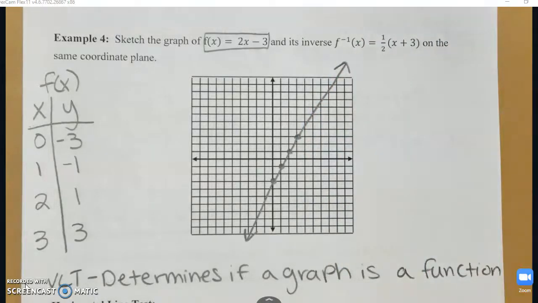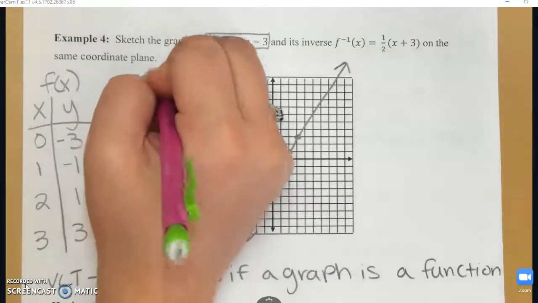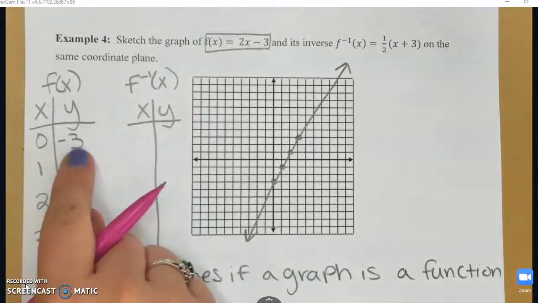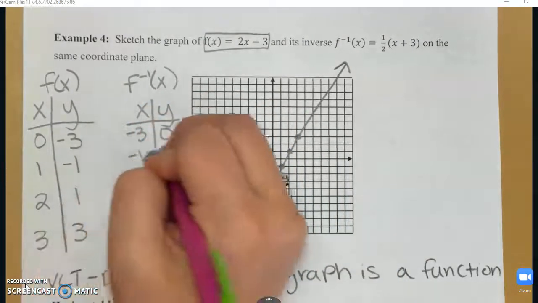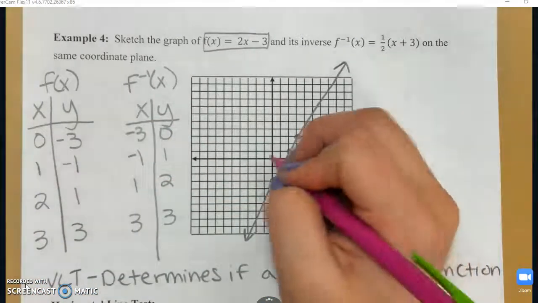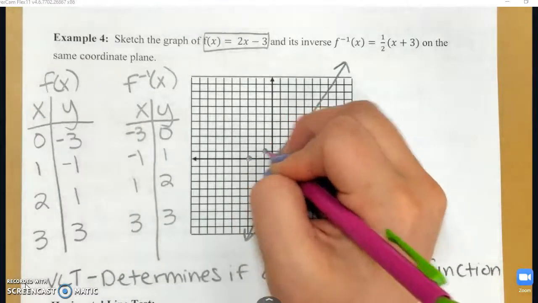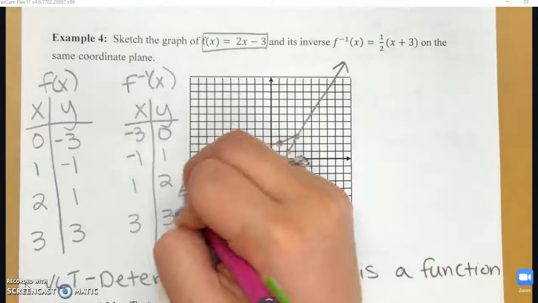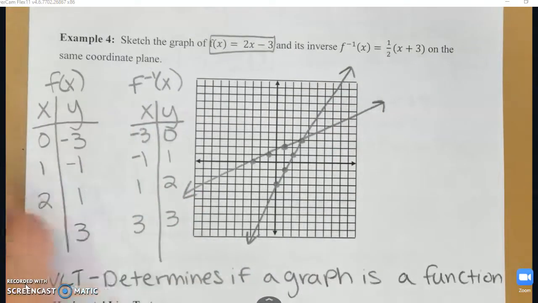Okay, cool. Now, for my inverse, all I'm going to do is swap my x and y values. So instead of 0, negative 3, I'm going to have negative 3, 0; negative 1, 1; 1, 2; and this one stays 3, 3. So I'm going to plot that one. And so there are my two functions, my original and my inverse.